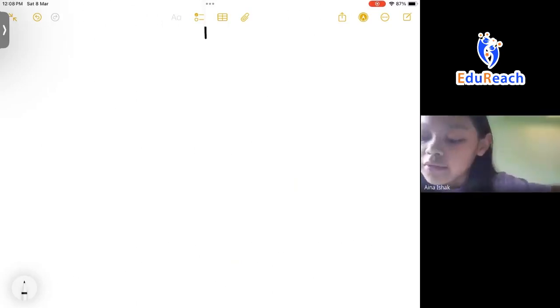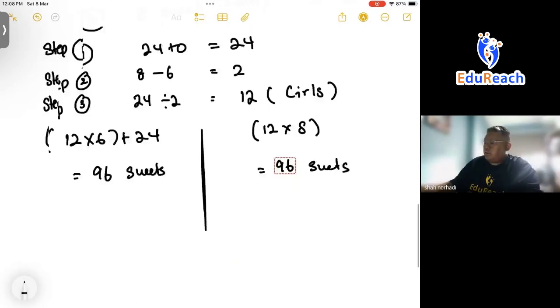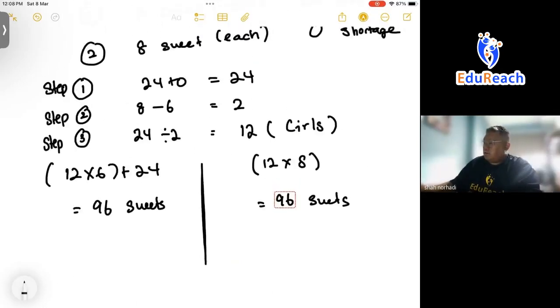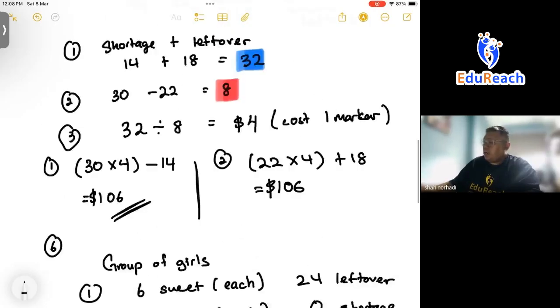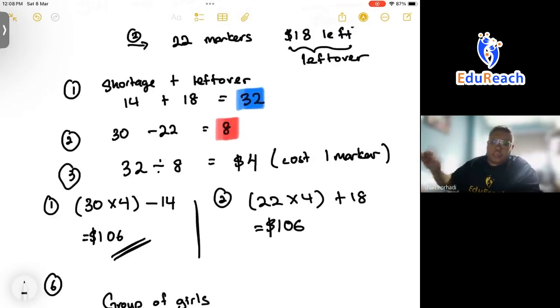In question 5, how do you get the 32 divided by 8? How do I get 32 divided? Because I take the first answer from step 1, I divide by step 2.